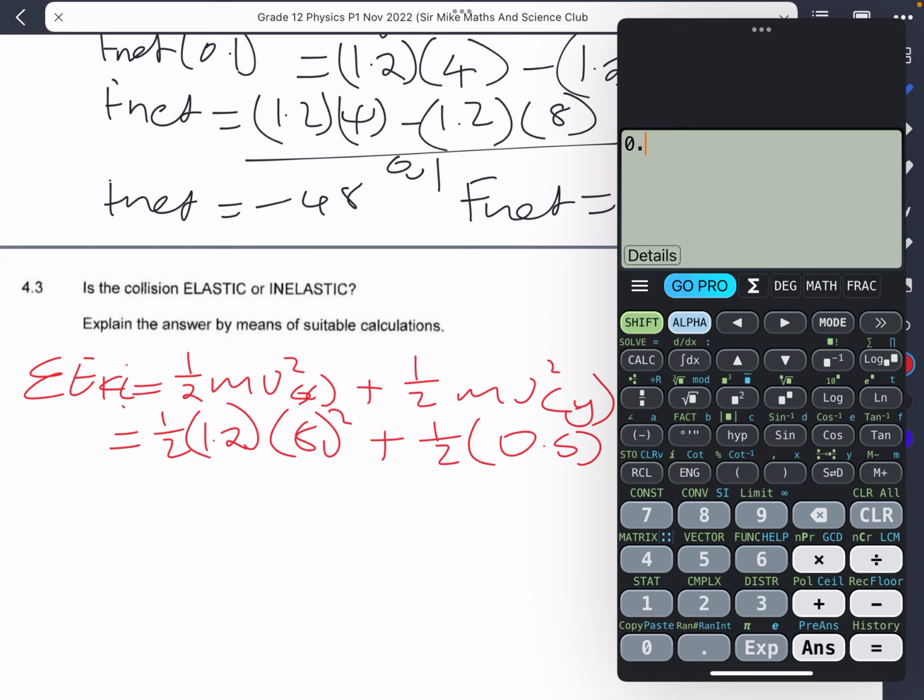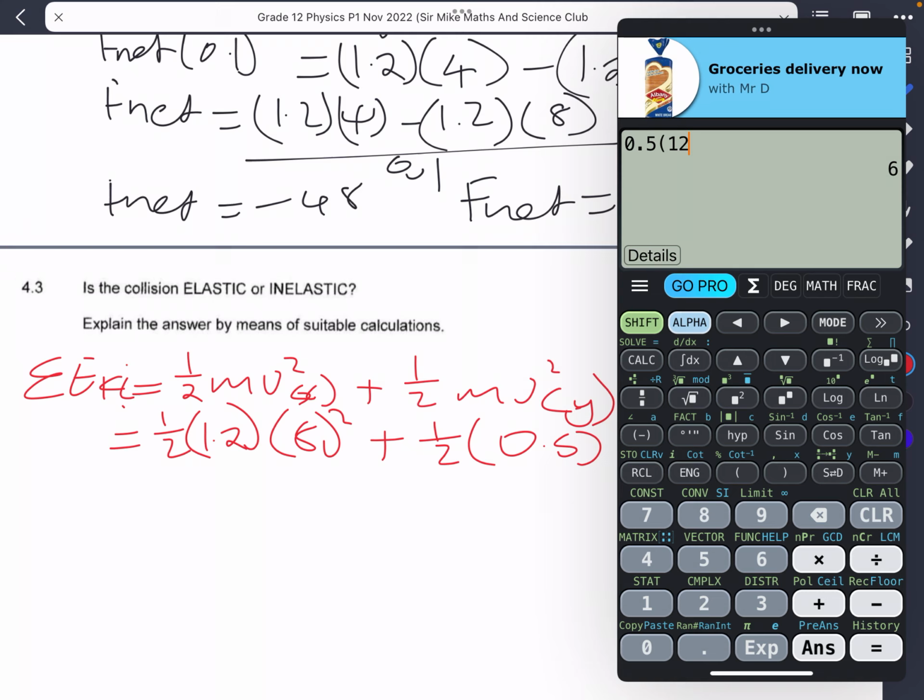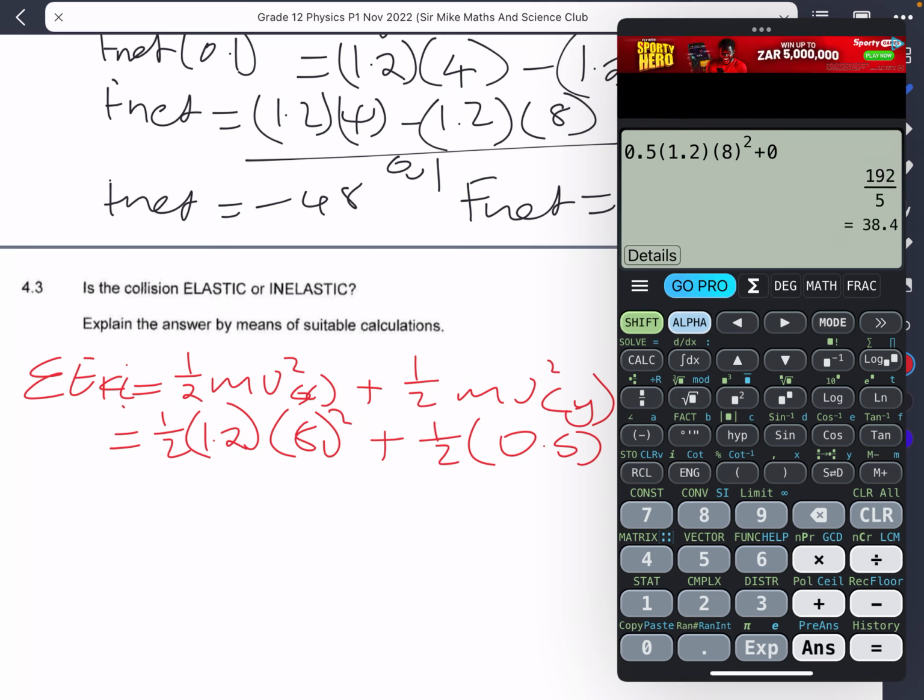So if you put that into the calculator, let's see what we get. We have 0.5 multiplied by 1.2, multiplied by 8 squared, plus of course we know that's a 0 there, so you actually get a value of 38.4. So the sum of the kinetic energy of the system before collision was actually 38.4 joules.